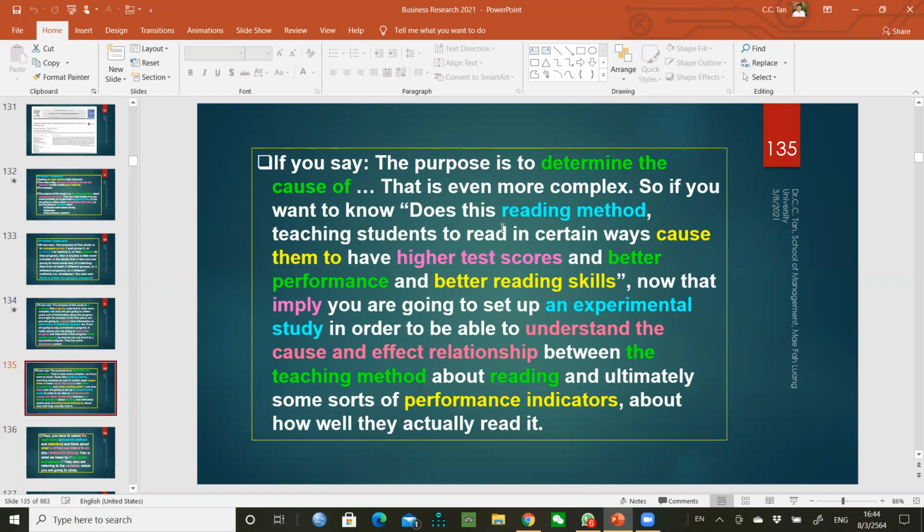So if you want to know, does this reading method, teaching students to read in certain ways, cause them to have a higher test score or better performance and better reading skill? Now that you imply that you're going to set up maybe some experimental study to see that, maybe you separate into different groups and see, okay, these groups maybe they need to go through certain interactions among each other, so some engagement. Another group maybe more students to teacher engagement. That group is students to students engagement.